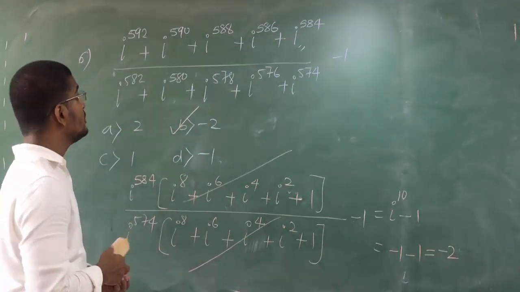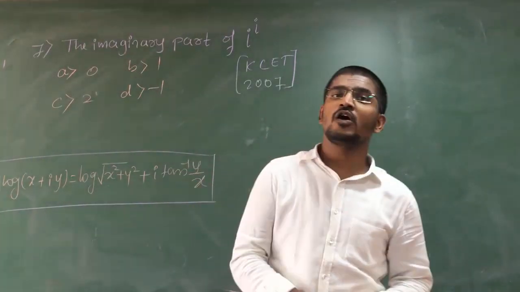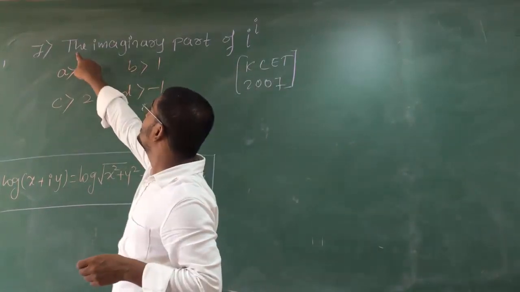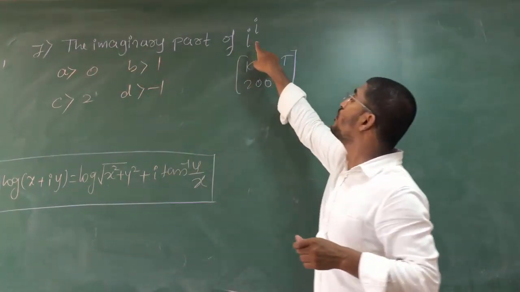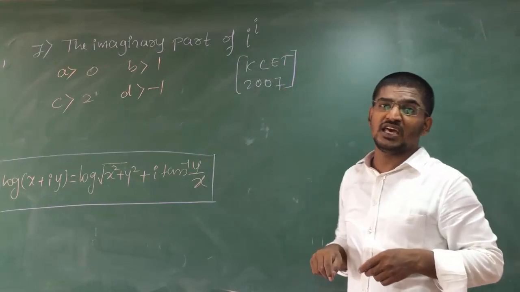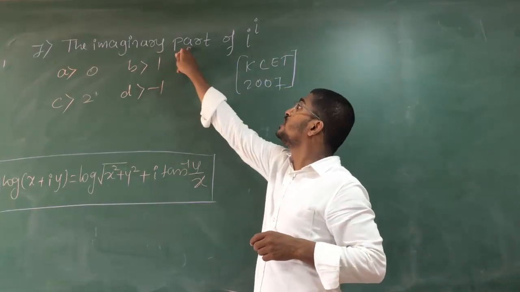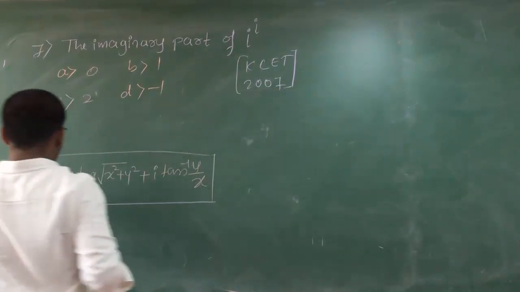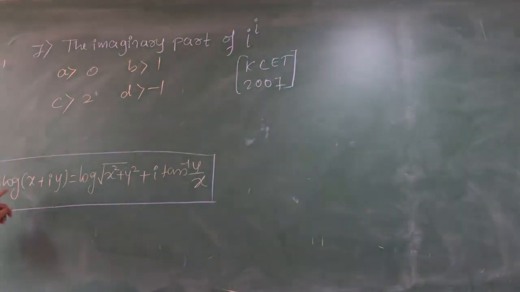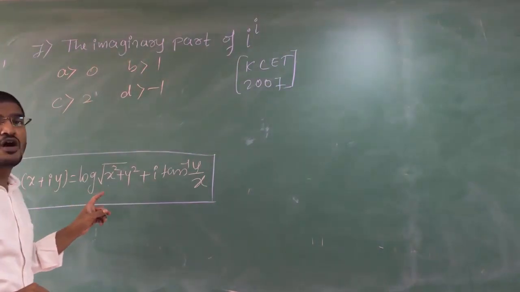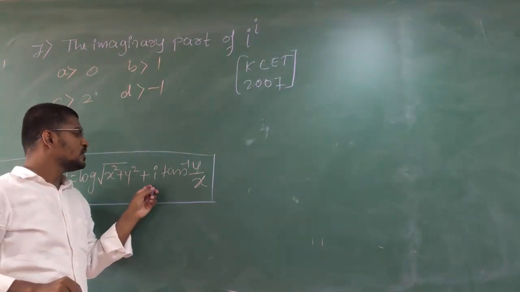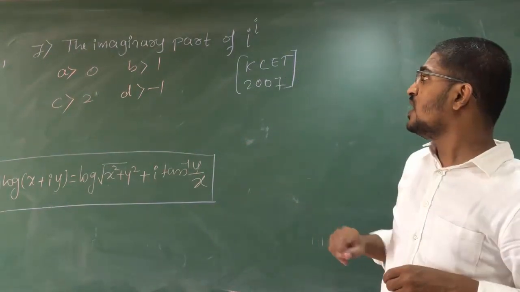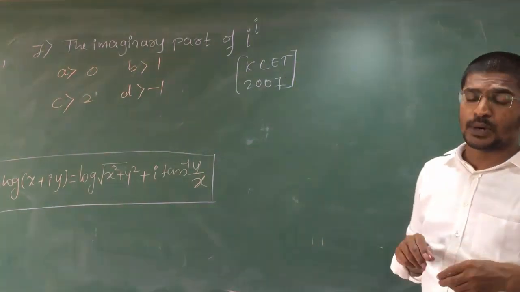Okay students, now let us go for problem number 7. What is problem number 7? The imaginary part of i to the power of i. They are asking the imaginary part of i to the power of i. Before solving this, you must know this particular formula: log of x plus iy equals log of root of x squared plus y squared plus i into tan inverse of y by x. If you know that formula, it will be very simple.